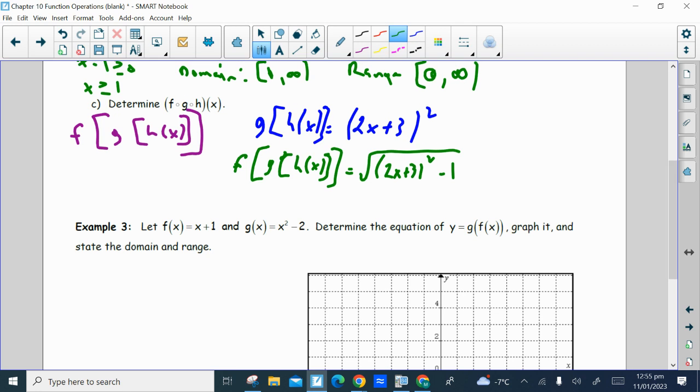So there's our expression. Now you could square the 2x plus 3 if you wanted to. Doesn't really help us in any way, but we definitely could. And in this one, it doesn't ask us to find the domain and range, but I would probably use the graphing calculator in this case to find out what the restrictions are.